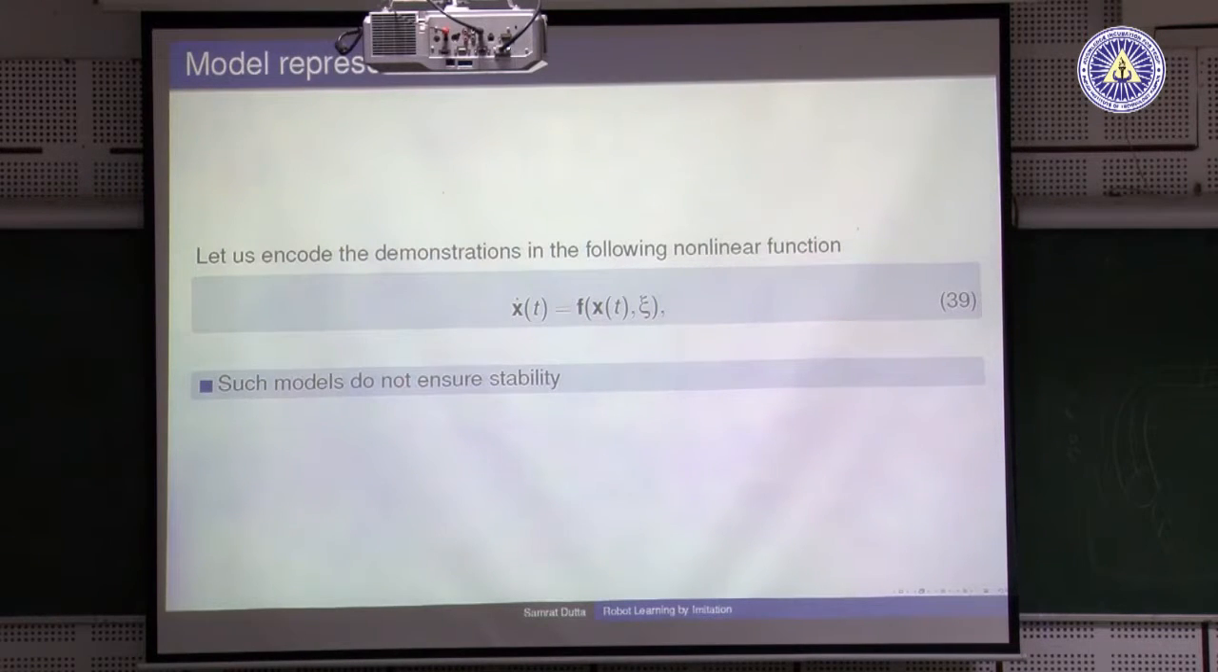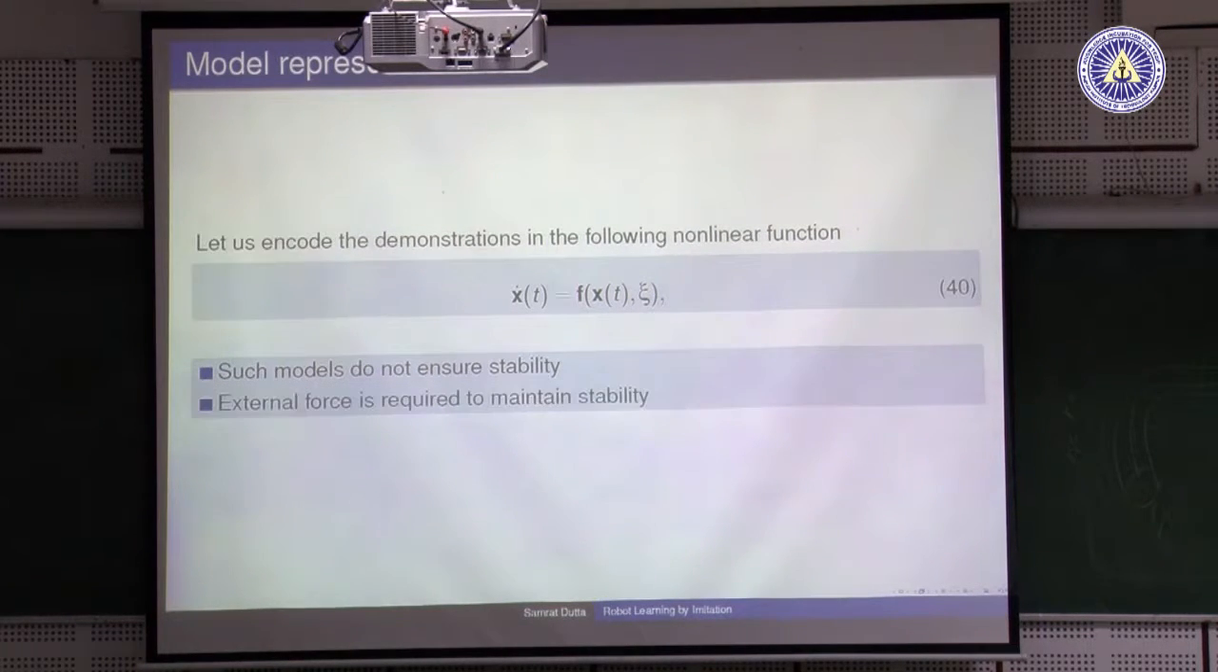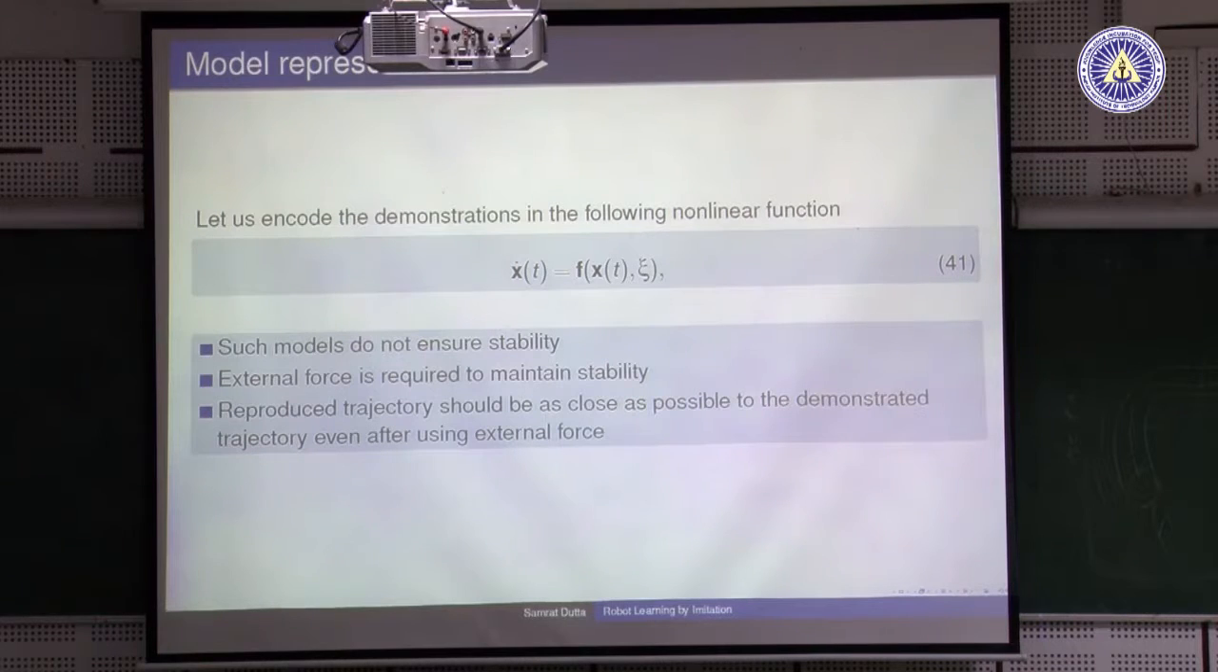Well, so now again the problem is about stability. When you learn this model blindly, the stability is not ensured. Then an external force would be required to maintain the stability, and it is also very obvious that the demonstrated trajectory would be distorted when we apply this external force, right.